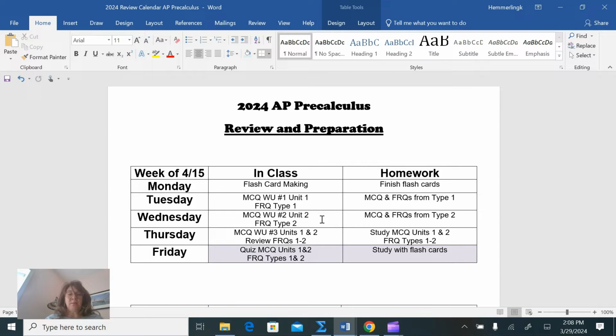They will have a multiple choice warm up again, and I'll try to pick questions that are just coming out of units 1 and 2. And then on Friday that week, they will have a quiz where I'll give them one of each FRQ, so FRQ question 1 and 2, and also probably 4 multiple choice questions coming out of units 1 and 2.